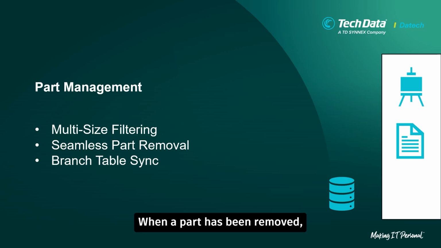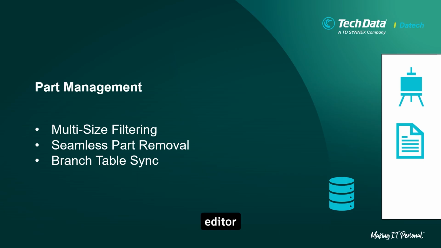When a part is removed, the selection automatically jumps to the next item and maintains the workflow momentum for designers working on multiple projects. Branch table synchronization is an added advantage in this current version. We can now fill the spec editor description directly within the branch table, and these changes automatically synchronize with the spec tabs for your entire workflow.